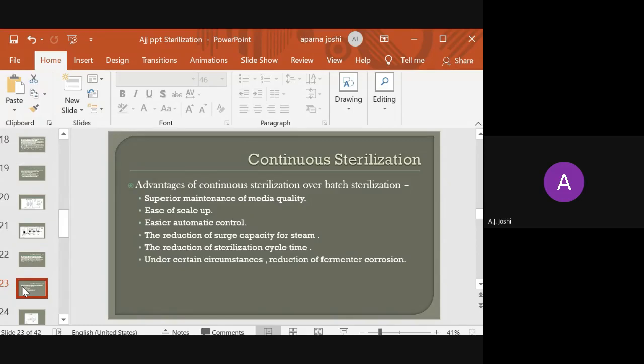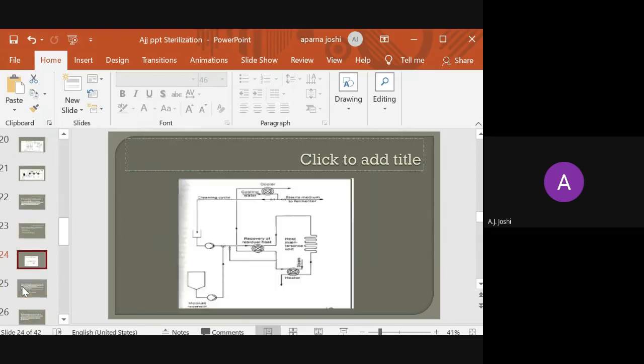Then, depending on our requirement, either for laboratory scale or industrial scale, we can carry out the scale up very easily. Then it is easily automated. Then the reduction of surge capacity. Yes, we were discussing this; today you are going to answer about this surge capacity. The reduction of sterilization cycle time. Then under certain circumstances, reduction of fermenter corrosion. So these are the major advantages of continuous sterilization. We have discussed it in detail, and just now I have taken a recap of this.